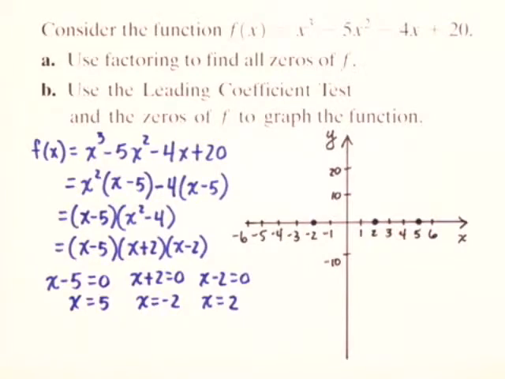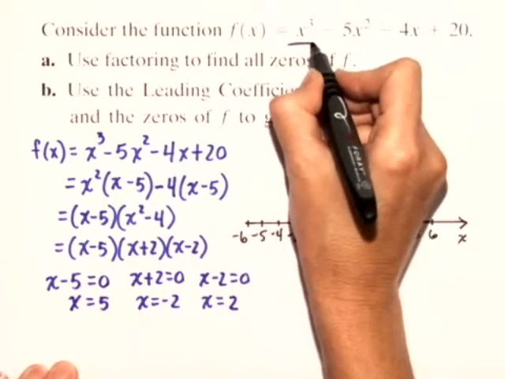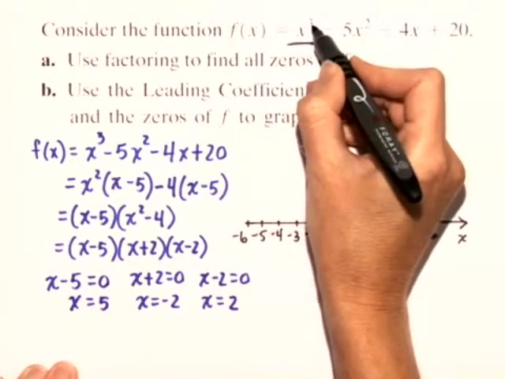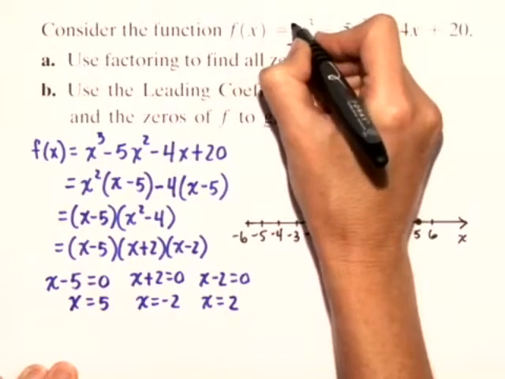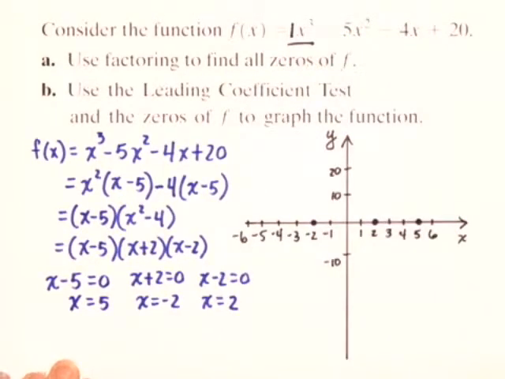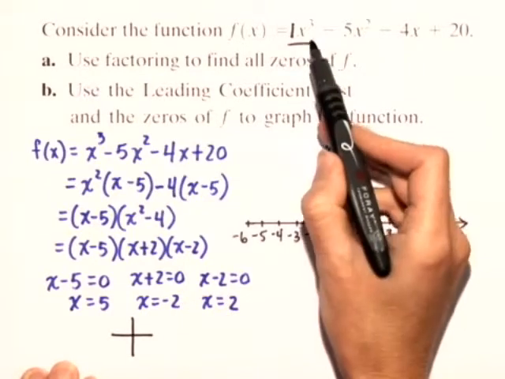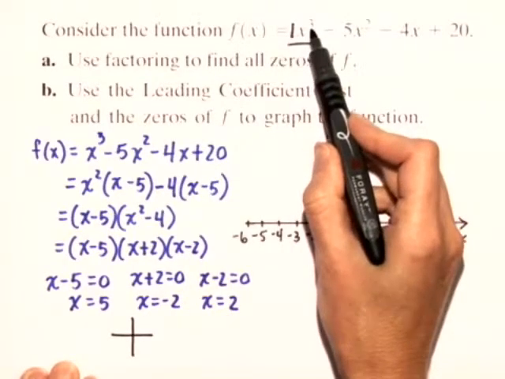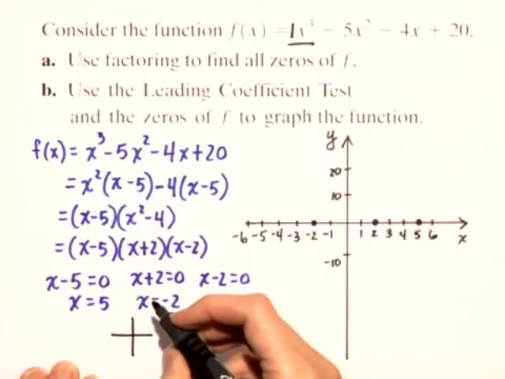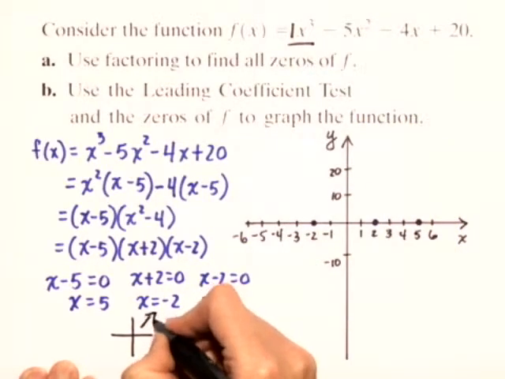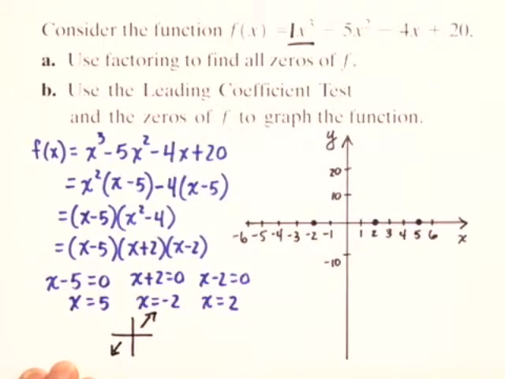For the leading coefficient test, we simply look at our leading coefficient. In this case, it's x cubed. It's important to look not only at the exponent 3, but the leading coefficient 1. So, we want to talk about the end behavior of this function. Whenever we have a leading coefficient that is positive and the exponent is odd, that means our end behavior will go up to the right and down to the left. In other words, this curve rises to the right and it falls to the left.